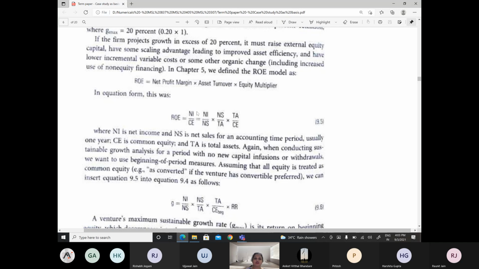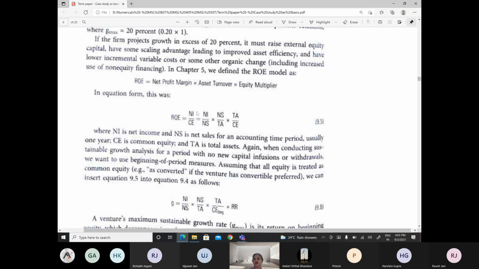If the firm projects growth in excess of 20%, it must raise external equity capital, have some scaling advantage leading to improved asset efficiency, and have lower incremental variable cost or some other organic change. Okay. So here, of course, if you have not done any base course, then you may have difficulty in remembering this model.